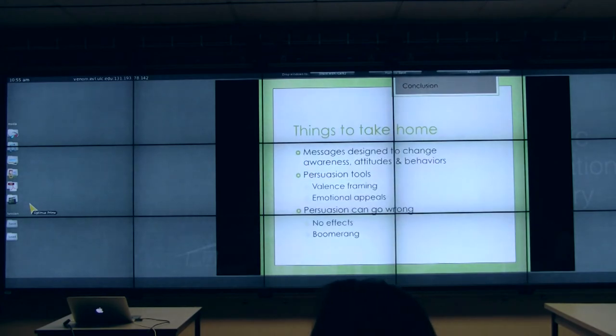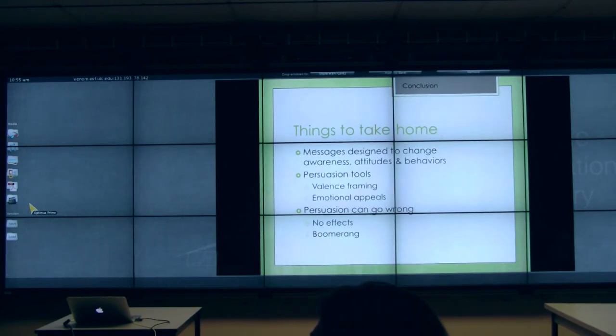Okay, so things to take home. Messages are designed to change awareness, attitudes, and behaviors. Some of the persuasion tools we've seen today are balance, framing, and emotions. There are many, many more; this is just a little flavor. And we know these things can go wrong. We might have no effects, which is like sand, or worse, a boomerang, in which people end up doing more of what we didn't want them to do.